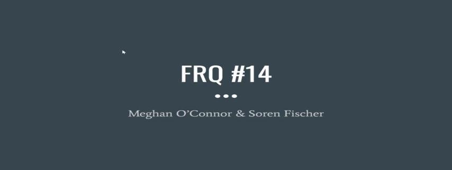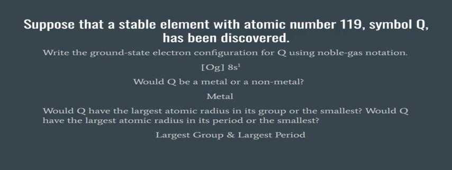So, the question Megan and I had was FRQ number 14, and the question asked us to suppose that a stable element with atomic number 119, symbol Q, has been discovered. The first part of the question asked us to write the ground state electron configuration for Q using noble gas notation.